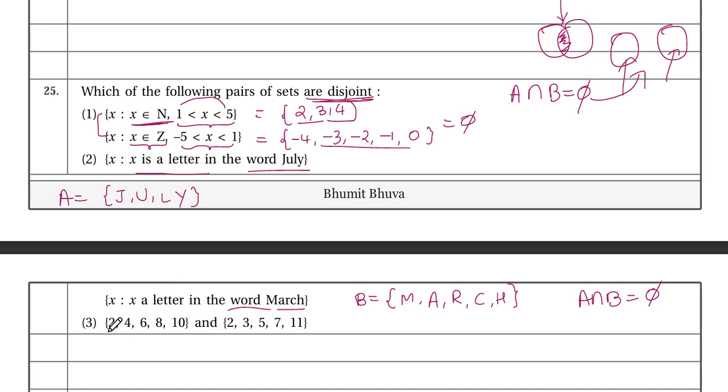Look at the next, third one. 2, 4, 6, 8, 10 and here 2, 3, 5, 7, 11. So let's say this is set A and this is set B. So what is A intersection B? Is there any common element? Yes, here 2 is common in both sets. Okay, so we can write that the intersection is {2}, which is not equal to the empty set. So these two sets are not disjoint. Not disjoint.